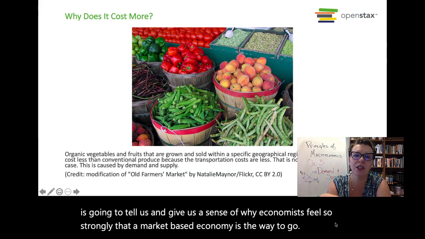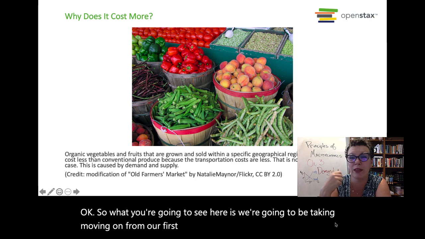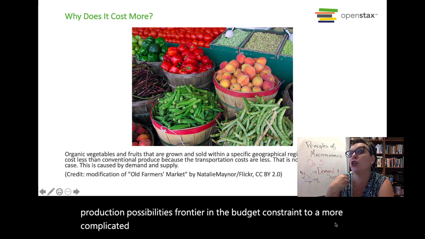Okay, so what you're going to see here is we're going to be moving on from our first model, where we looked at the PPF, the production possibilities frontier, and the budget constraint, to a more complicated but also a more useful model.